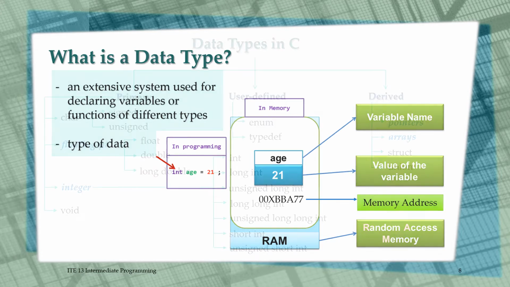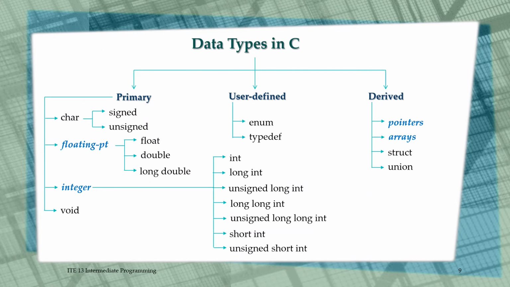So, what are the data types in C? Showing here are the data types in C programming language, divided into three groups: the primary, the user-defined, and the derived data type. All of these data types, except those colored blue on screen, like pointers and arrays, are keywords in C. The primary data group is further grouped into four.